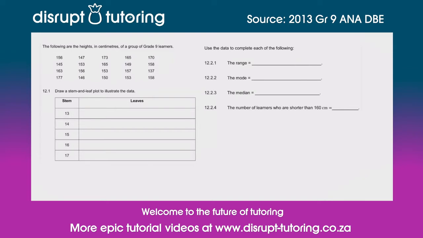So what we're going to do is sort our data using our stems, 13, 14, 15, 16, 17, and these represent the hundreds and the tens. And then in our leaf column, we are going to put in the number, the unit. So let's start off with our 13s, and I'm going to circle the 13s, and then we're going to order them.